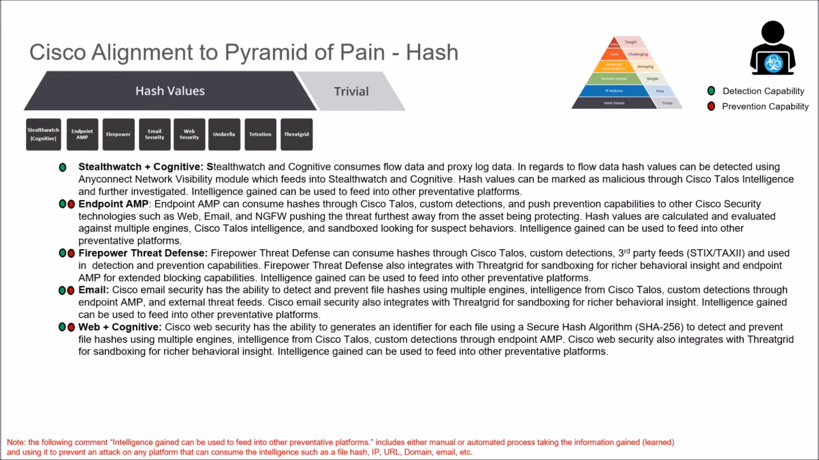You've got external threat feeds. Cisco email security also integrates with ThreatGrid. So again, you got that sandboxing capability for that rich behavioral insight. Intelligence gained obviously can be fed into other preventative platforms.